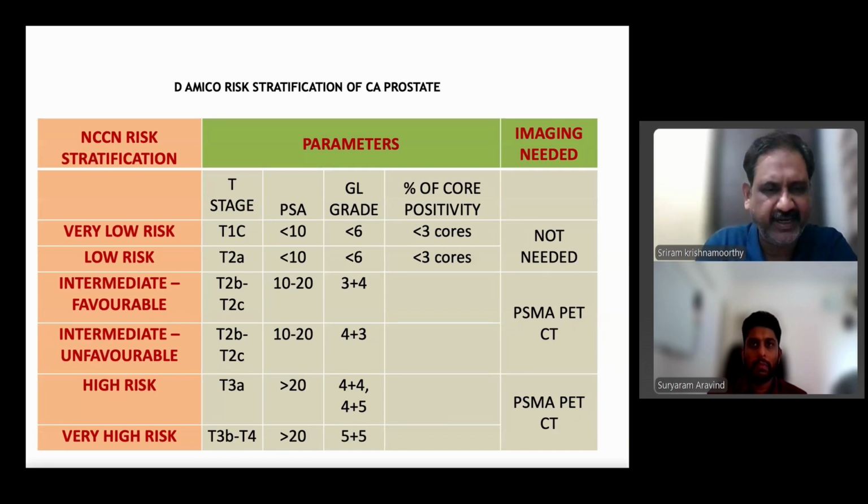What is the intermediate and high risk category? You have a patient from T2B to T3, T4, and PSA of above 10, and more than 20. So that will be intermediate and high risk. For these individuals, you need a PSMA PET.